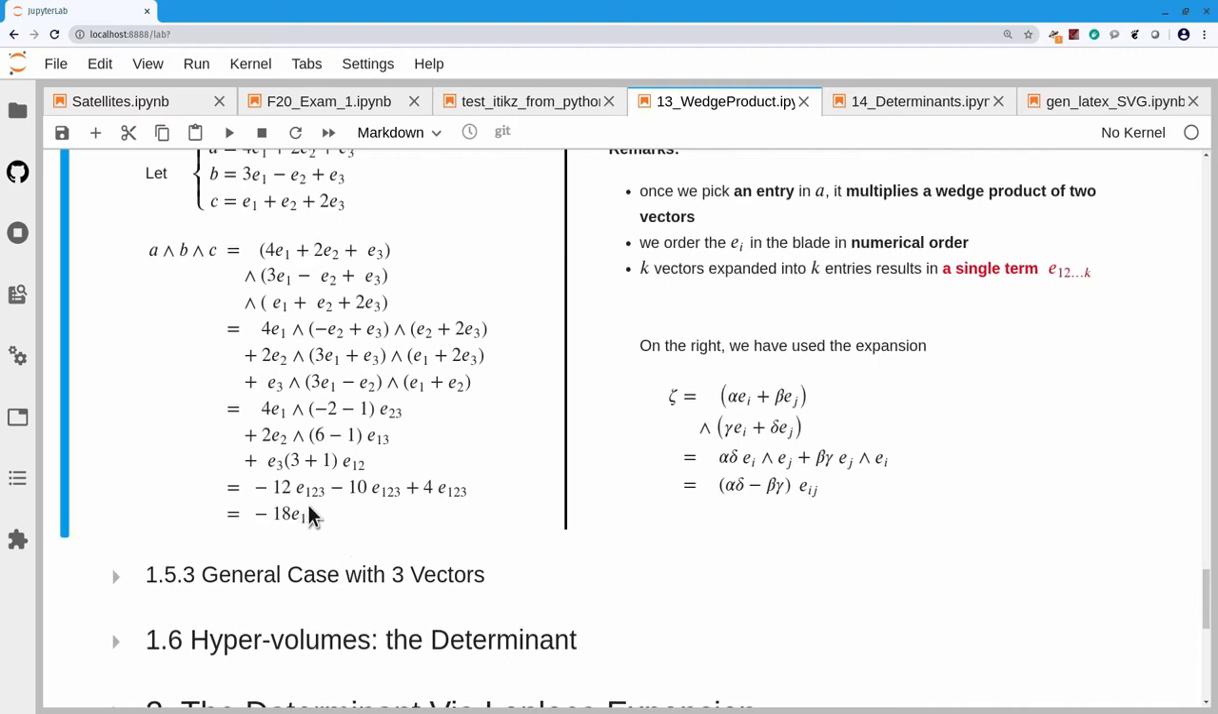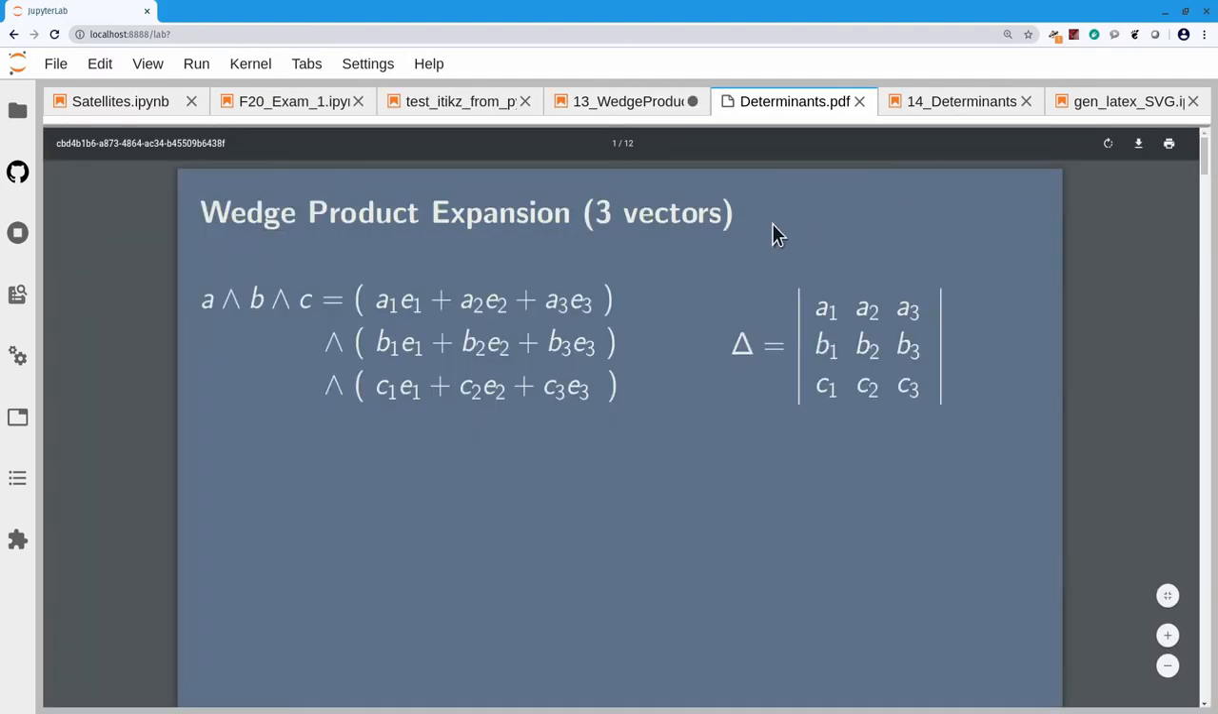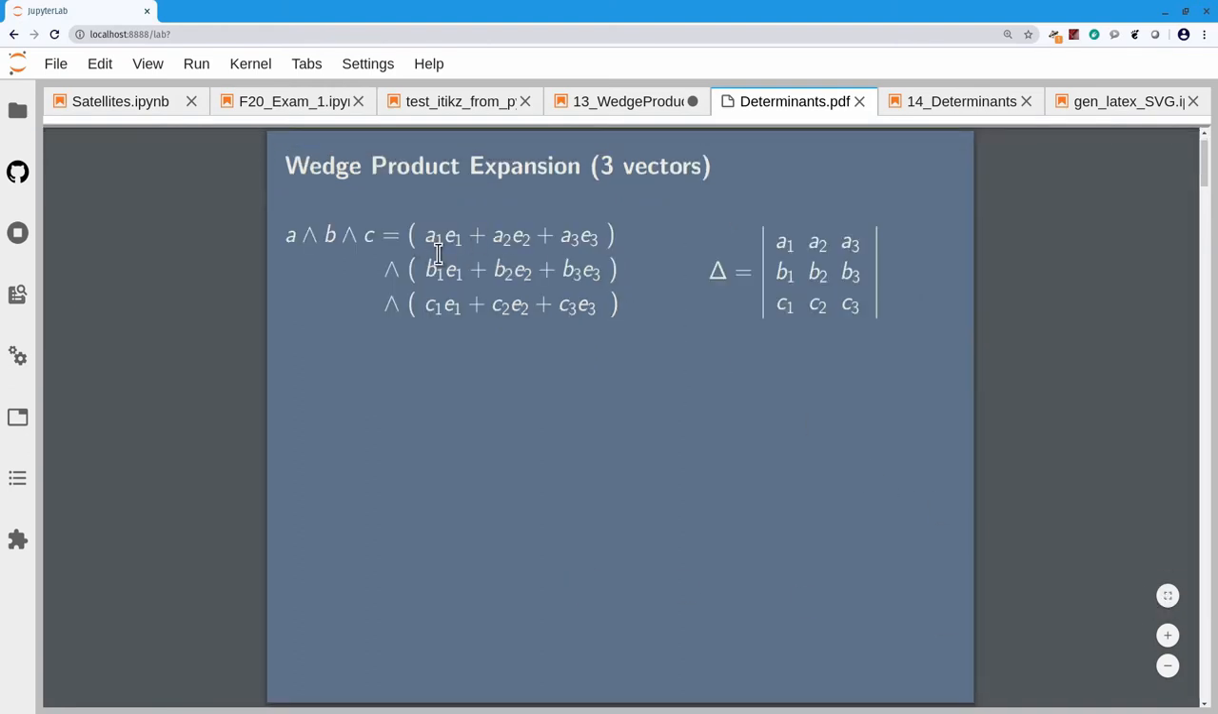Now, one other thing we'll do. We have a choice as to how we want to order these. Let's simply agree to always order them in numerical order. So E1 wedged with E2 wedged with E3. Well, let's look at the general case. So I'm going to pick up three vectors: A1 E1 plus A2 E2 plus A3 E3 for the first vector, B1, B2, B3 components for the second vector, C1, C2, C3 components for the third vector, and let me wedge them together.